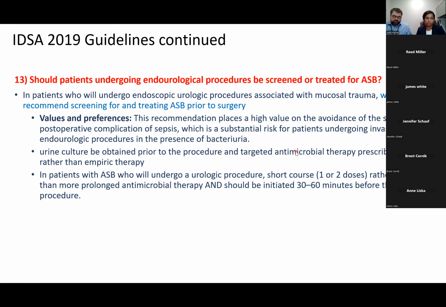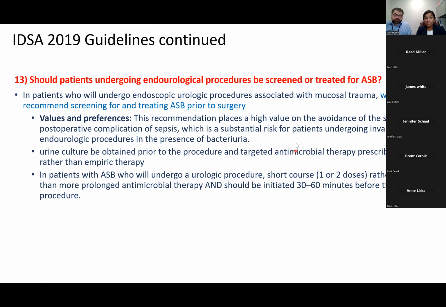So we recommend that, if they're going to have a urological procedure, you would do a culture before the procedure. And when the culture grows something, you just give them a one-time dose at the time of surgery to keep the bacteria from getting into the blood and causing a problem. Sometimes we'll see people treating for several days and then reculturing and trying to sterilize the bladder. But that's not what's recommended. And sometimes they go through multiple rounds of antibiotics and they get resistance.